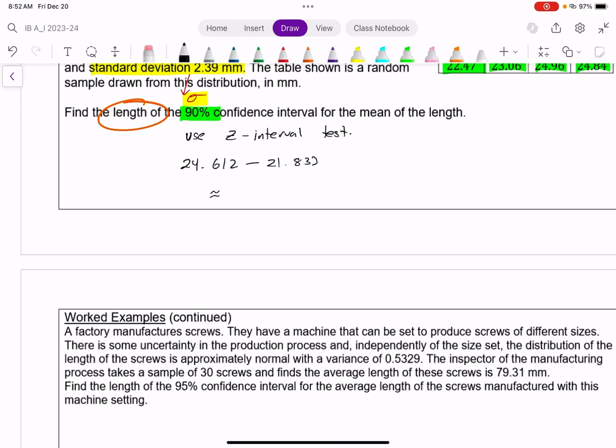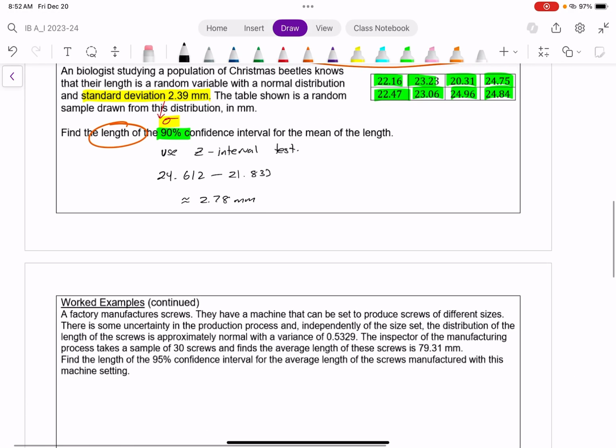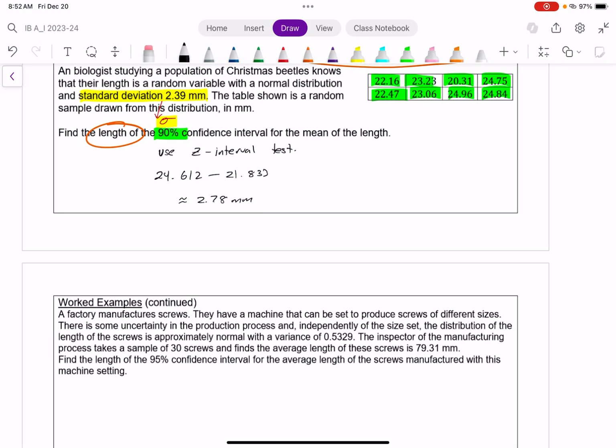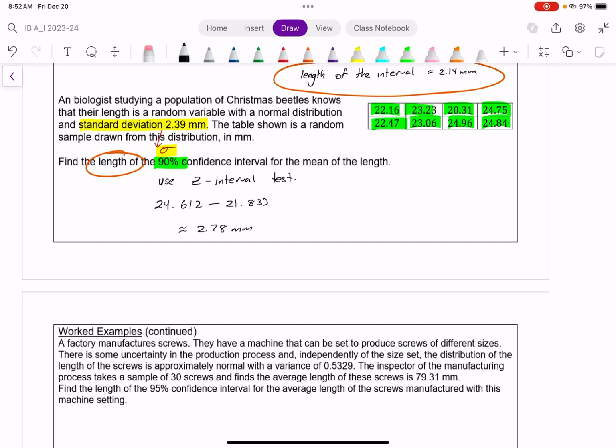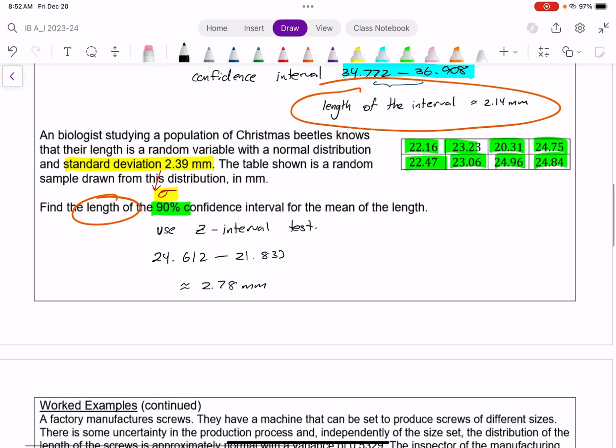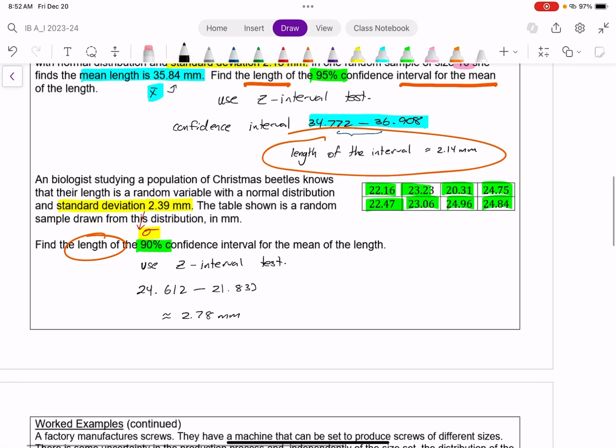And again, to three significant figures, we get about 2.78 millimeters. And remember, these are actually really quick questions once we know how to use our GDC. So the most important things are knowing how to use our GDC, as well as what we're figuring out. Again, these are our predictions as to what the mean of the actual population is between these values, with a 95% confidence, 90% confidence, depends on the values.